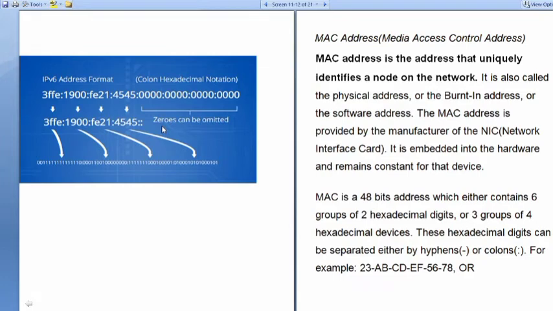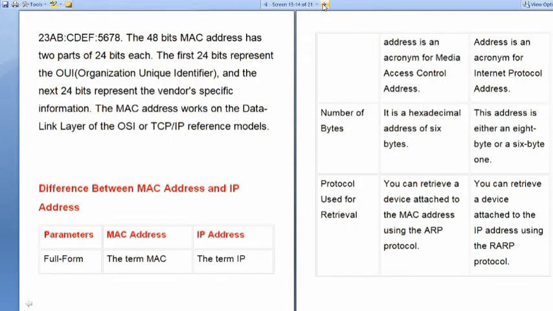So the MAC address, as I told previously, is also known as the physical address or the burnt-in address. It is located on the network interface card. I hope it is clear. Now let us look at certain differences. MAC stands for media access control, whereas IP stands for internet protocol address.